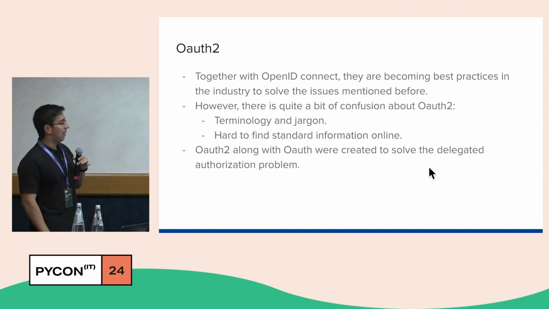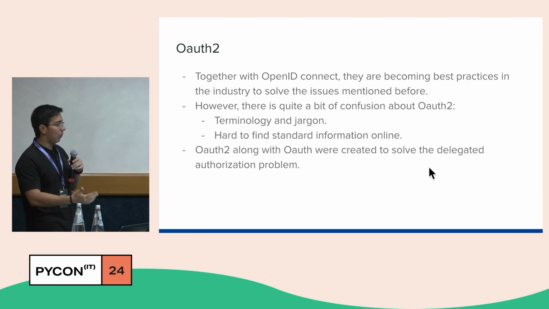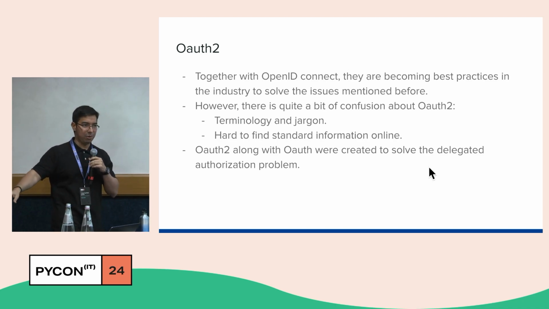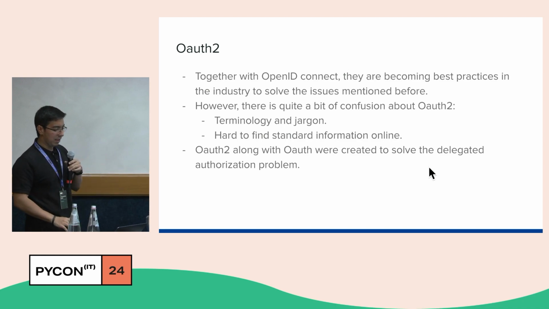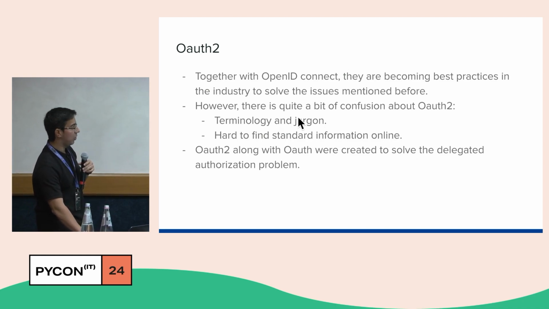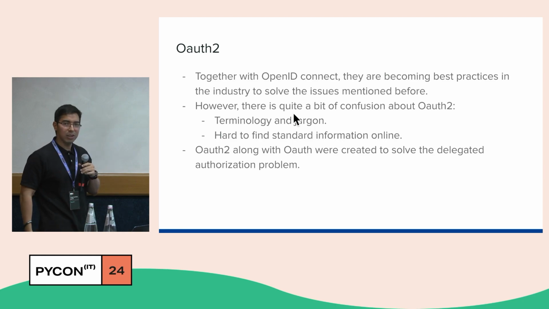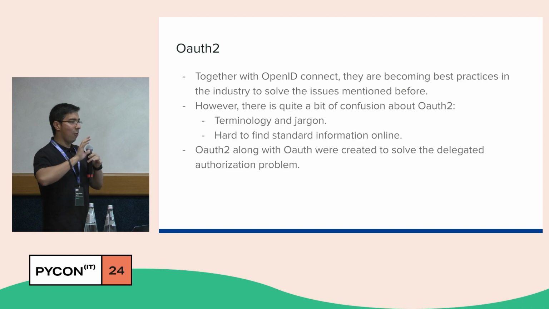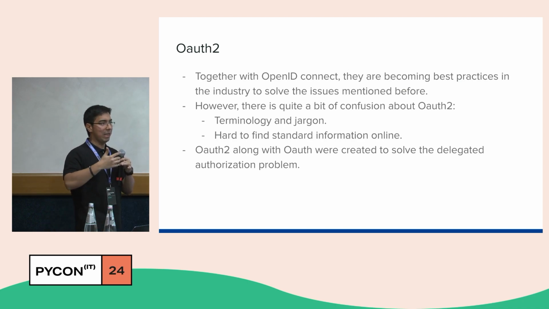And yeah, what they are looking for is to solve the delegated authorization problem. That means I'm a user and I want to access some application using the authentication from another application or another platform. So the idea of this talk is to go through the terminology, the jargon, and how this works internally, so that you, the attendees, can get an overview and insights of how this works, so you can implement it in your applications more easily.